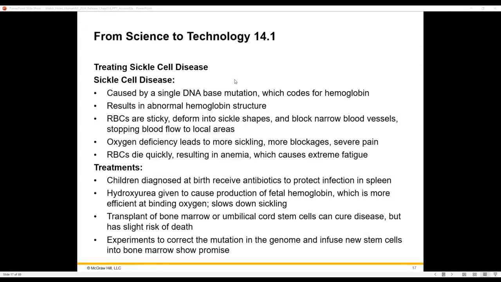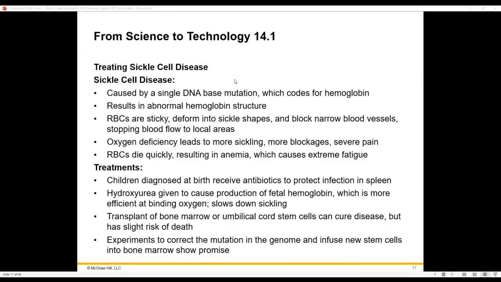Okay, how do we treat sickle cell disease? It's caused by a single DNA base mutation in the gene that codes for hemoglobin. This results in abnormal hemoglobin structure. Red blood cells are sticky, and they deform into sickle shapes. And then they block narrow blood vessels, and this stops the blood flow to local areas. Oxygen deficiency can lead to more sickling, more blockages, severe pain. And red blood cells die very quickly, resulting in anemia, and this causes extreme fatigue.